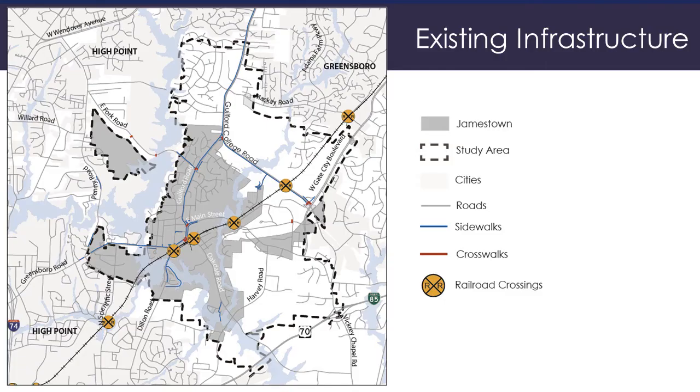This next set of slides will discuss Jamestown's transportation infrastructure. This first map shows the extent of the transportation network that serves Jamestown, including roads, pedestrian facilities, and the railroad. Of particular note, the railroad has a significant influence on both transportation and land use in Jamestown. With limited crossing locations and only one grade-separated crossing at Main Street, the railroad limits opportunities for efficient movement between the northern and southern parts of the town.